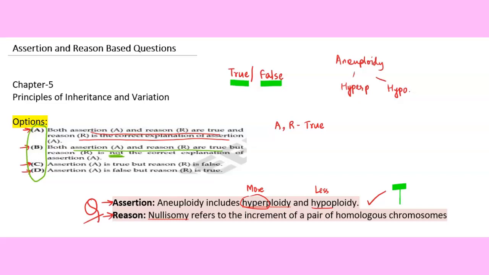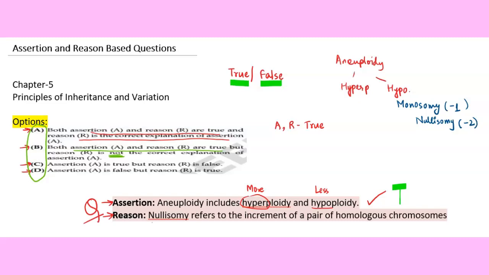Now let's move on to the next part. It says nullisomy refers to increment of a pair of homologous chromosomes. Now let's find out. If you remember, in aneuploidy we talked about hyperploidy and hypoploidy. Hypoploidy referred to the loss of the chromosome. It could be monosomy or it could be nullisomy, right? So hypo means the chromosome is becoming less. When it gets less by one chromosome, it is monosomy. But when a homologous pair of chromosomes is removed, it is nullisomy, right?